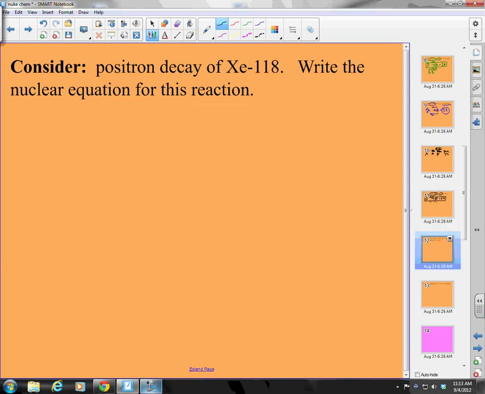There you go. Positron decay of xenon 118. Let's put me on pause and work this out, and then come back and let's get the answer. Well, you think you have this right? Positron decay. Okay, I draw my arrow. Decay, that means it's on the right side. Positron, 0 plus 1.